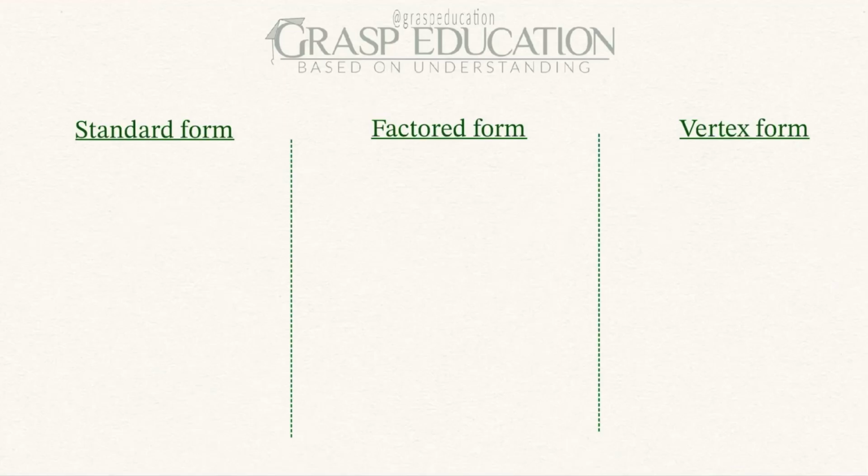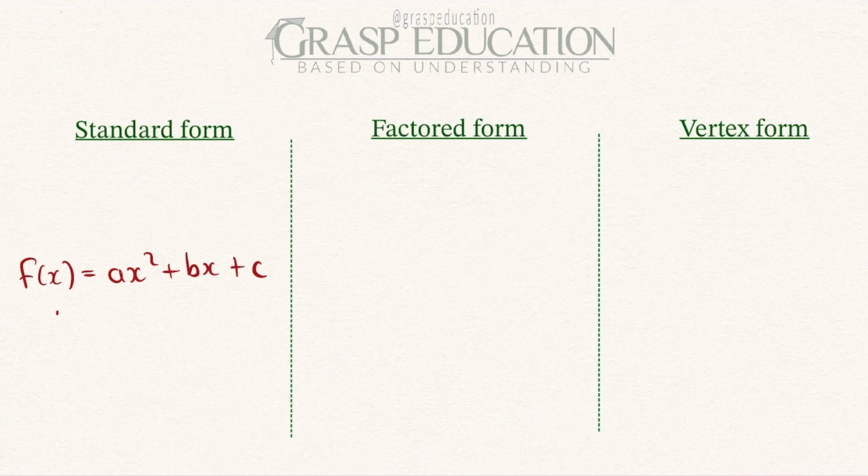In this video, we'll be discussing the different forms of a quadratic function and how to get from one form to another. We have the standard form, the factored form, and the vertex form. The standard form is represented by an equation that looks like this: f(x) = ax² + bx + c.